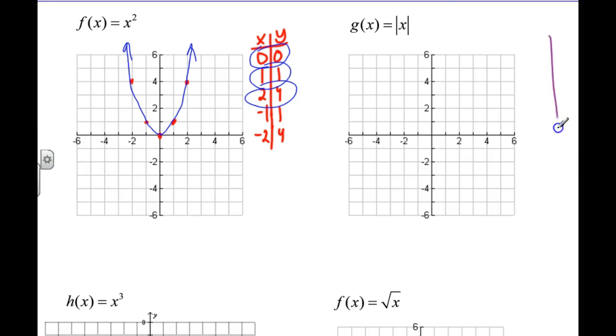Let's try another one. So let's graph this one. We've got a chart, x and y. Plug in 0, you get the absolute value of 0, which is 0, so that's that point. Absolute value of 1 is 1, that's easy. Absolute value of 2 is 2. I see kind of what's happening over here, moving to the right. And then let's plug in negative 1. The absolute value of negative 1 is actually a positive 1, so it looks like this. Absolute value of negative 2 is 2.